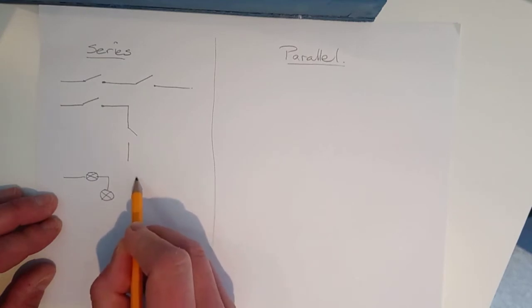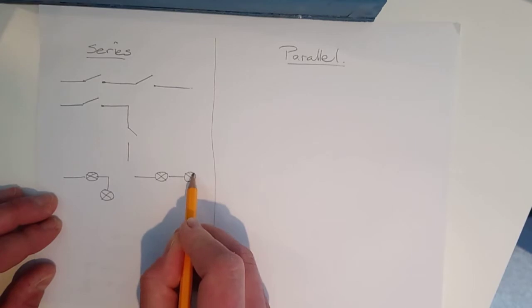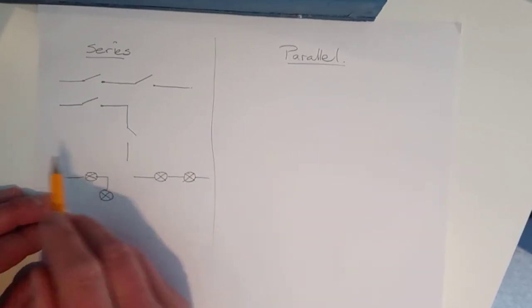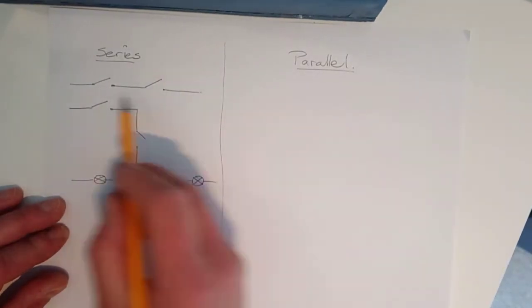Lamps in series, or a lamp and a lamp linked together just like that. And that's what I mean when we're talking about doing it in series or in parallel. So in parallel, how's that different from series?